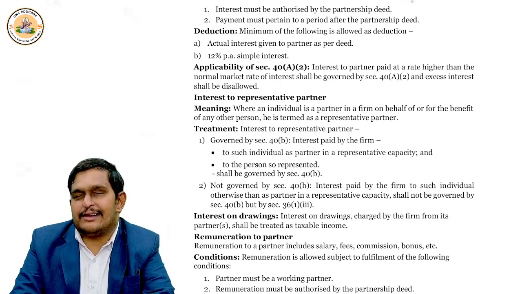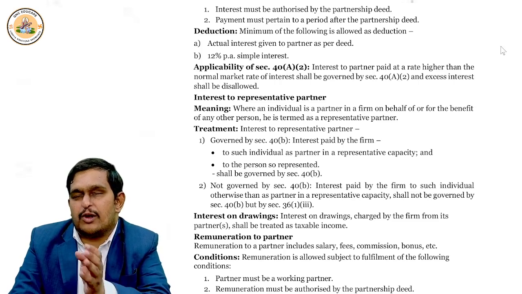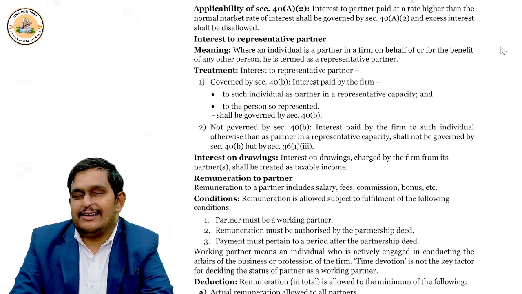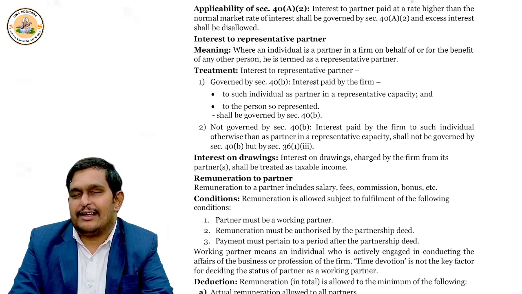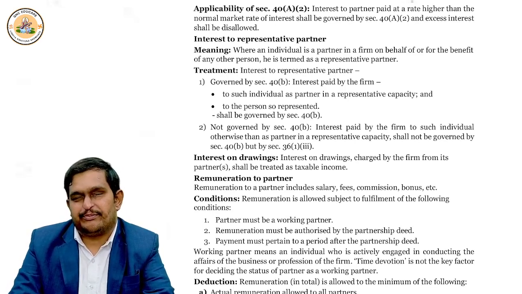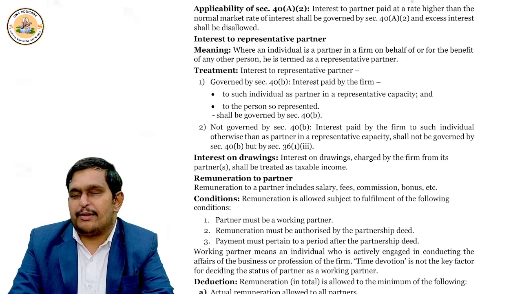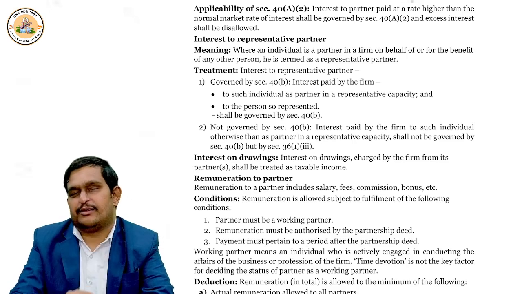You remember section 36 talks about interest on borrowed capital, right? So interest on borrowed capital, that section will apply, not 40B. So clear? If the representative partner is acting as a partner, then definitely 40B applies. If the representative is not a partner, then section 36 applies, not section 40B. Like this, we are supposed to remember each and every point.